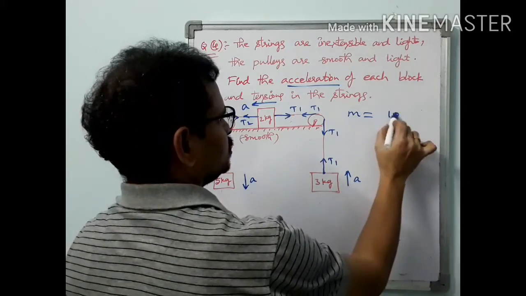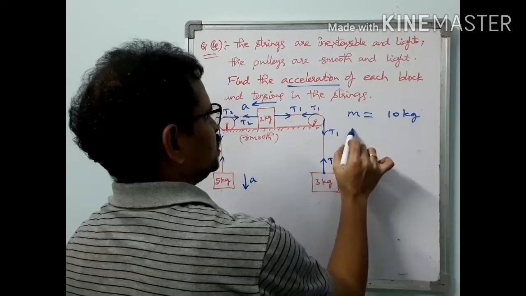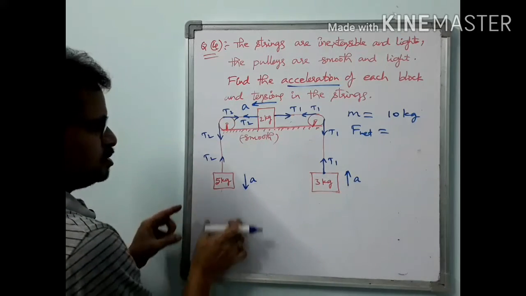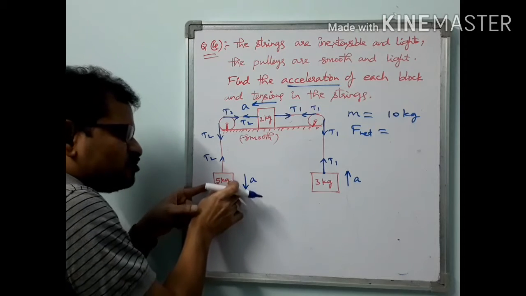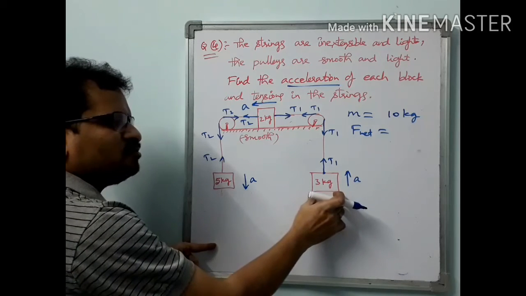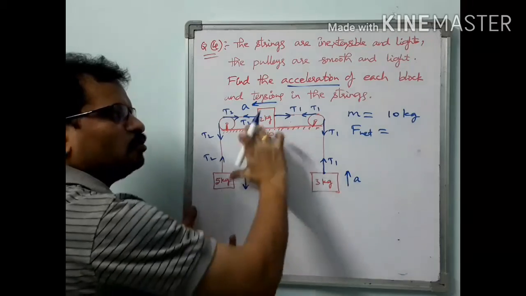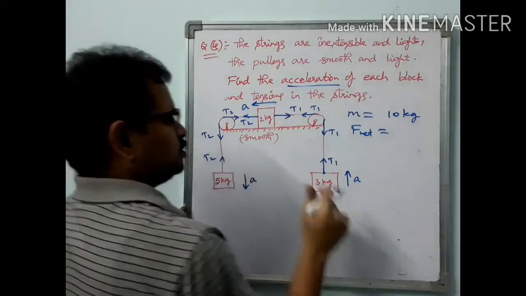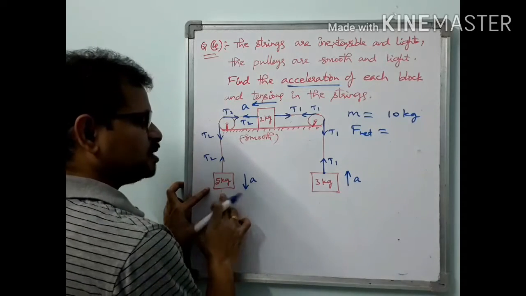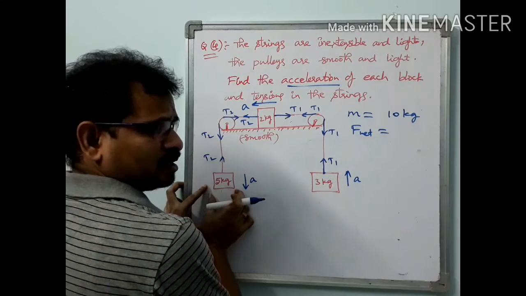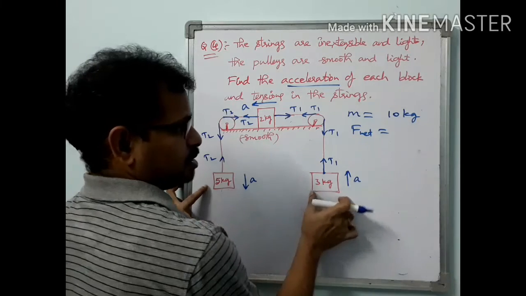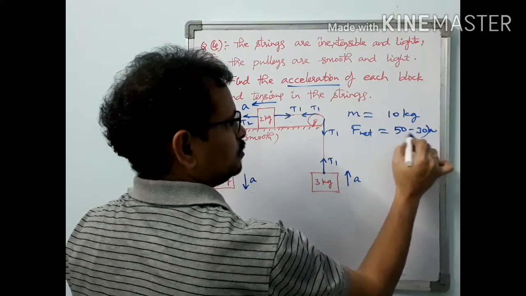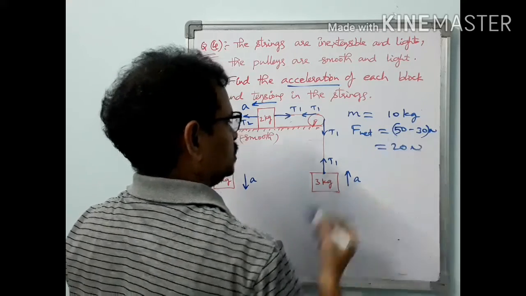So what is the total mass of the system here? 10 kg. Now what is the net pulling force here? The gravitational force acting on this part is successfully pulling the rope system downwards, while the gravitational force acting on this one is not capable of pulling this rope system in this direction. So this force minus this force. What is the gravitational force acting on the 5 kg block? 50 newtons. Here 30 newtons. So what is the net force? 50 minus 30 newtons, which equals 20 newtons.